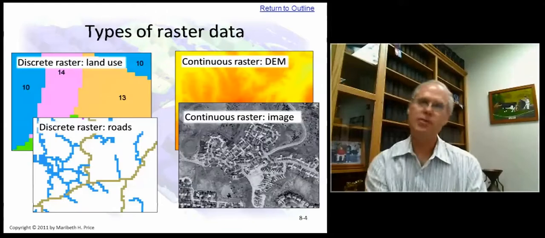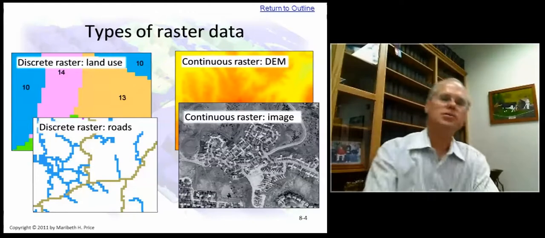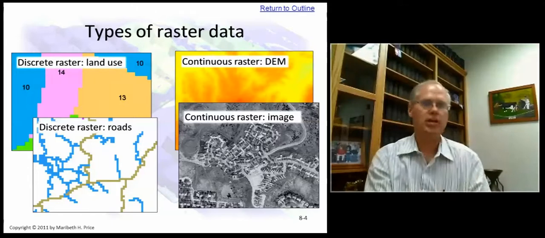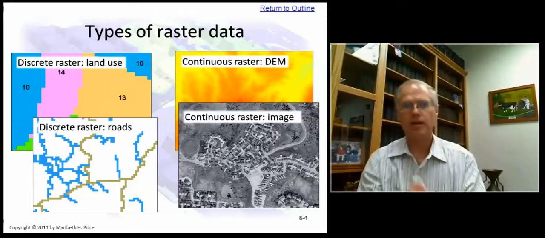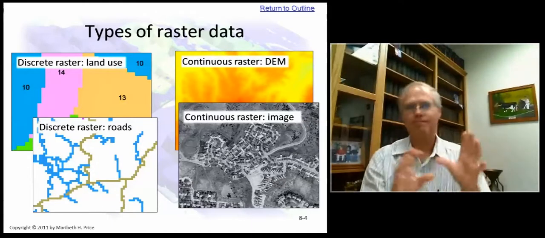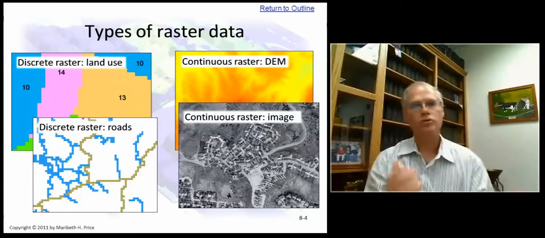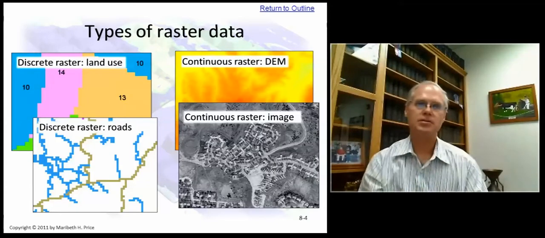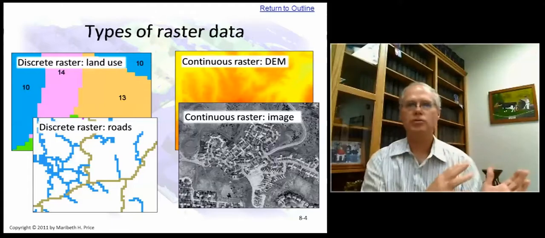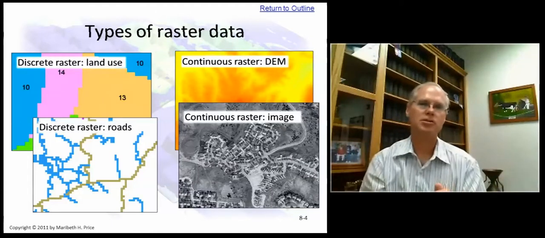There's a couple types of raster data out there. One of them is a discrete raster. Land use would be a discrete raster. I've got land use 10 here, and then I've got land use 14, and then I've got 13, and that whole area is the same. Fairly discrete, fairly substantial areas possibly. Roads actually would be another type of discrete raster. Here I have the primary roads in brown, the secondary roads in blue, and then everything else has no data in it. Okay, so that's a discrete raster.